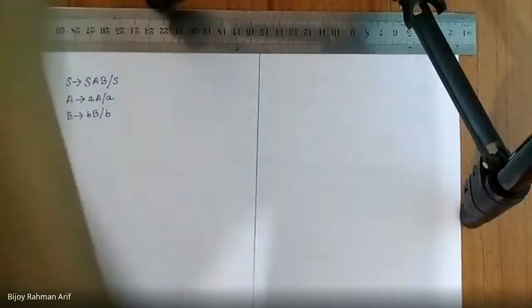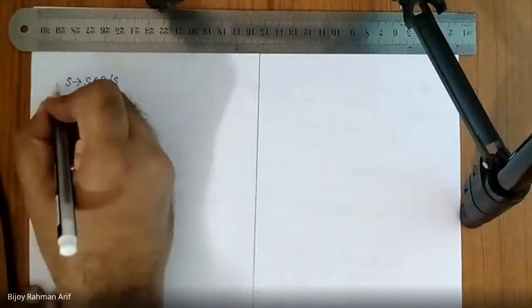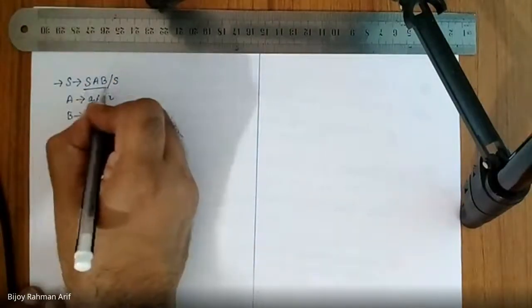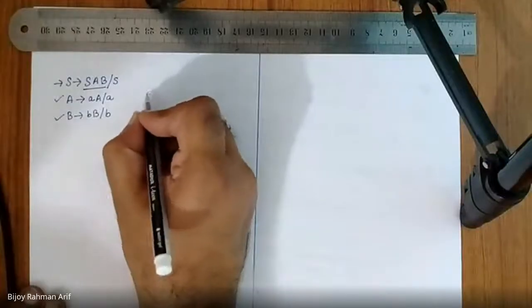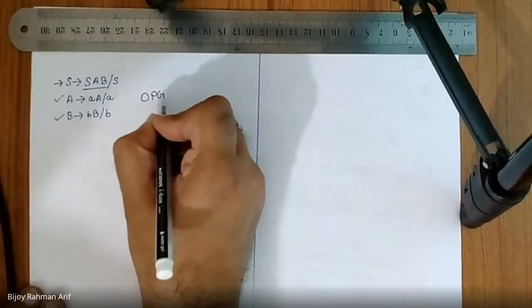In SAB, three variables are side by side. So it's a problem. This rule has some problem, but the other rules are all right. So it is not OPG. Simple. So can we convert this grammar to OPG?